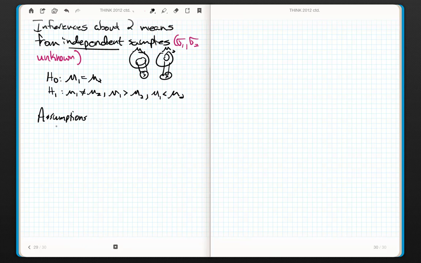Okay, so our assumptions. Number one, the assumptions, of course, are always SRS. So we want simple random samples from both populations. Of course, the samples are independent. In other words, they have no effect on each other.